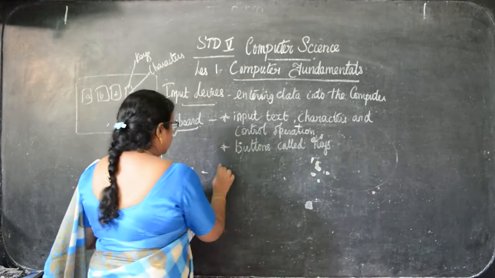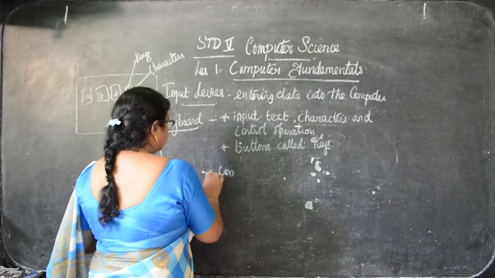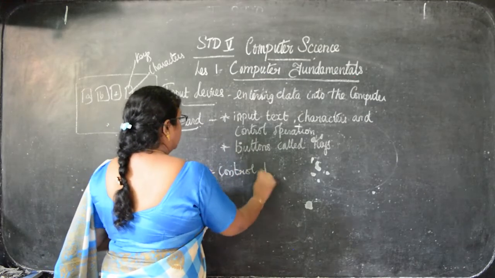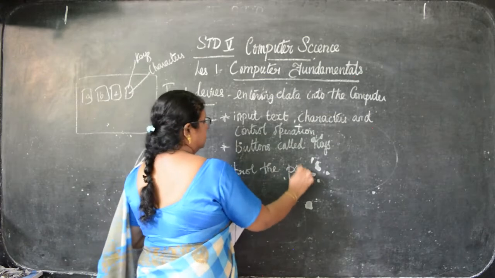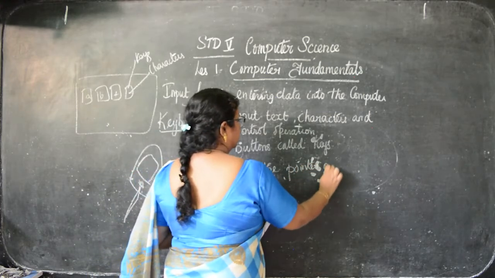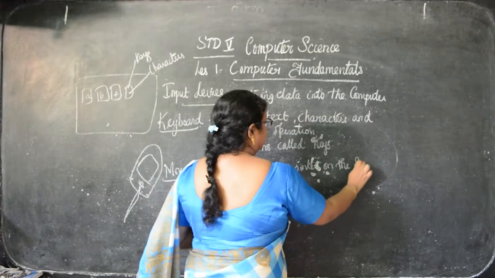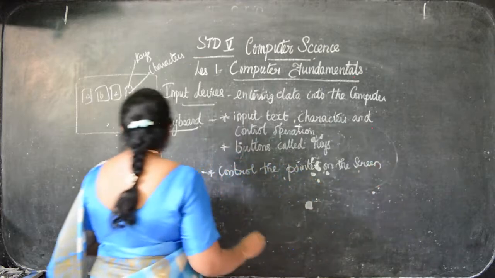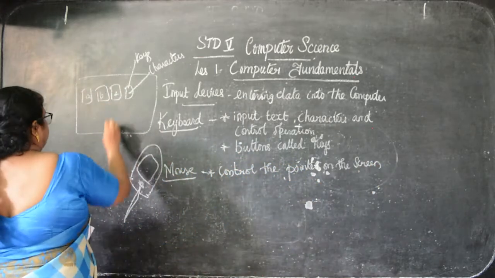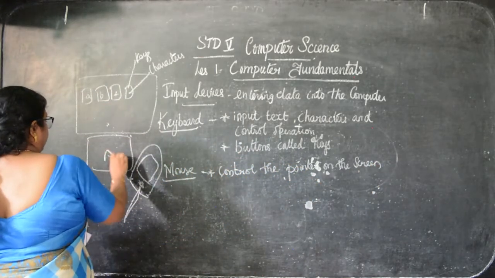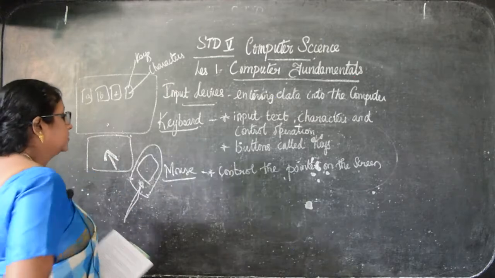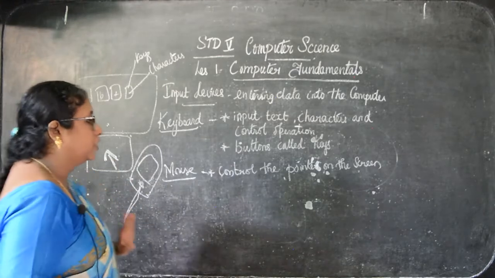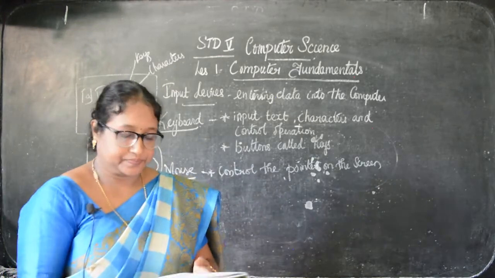So it is used to control the pointer on the screen. Pointer means, if you have a screen like this, it shows an arrow mark. Okay, that is, it controls the pointer on the screen. This is a pointer on the screen.